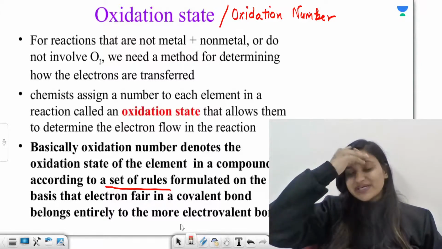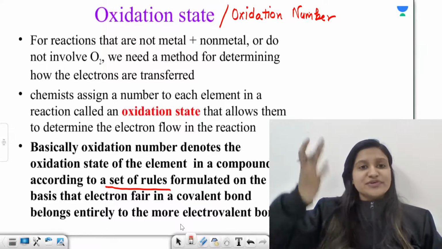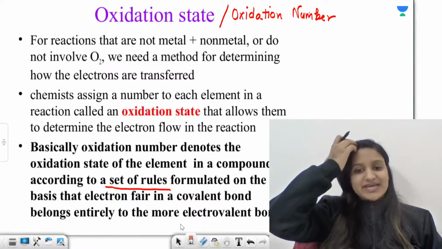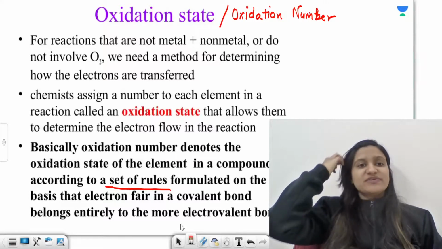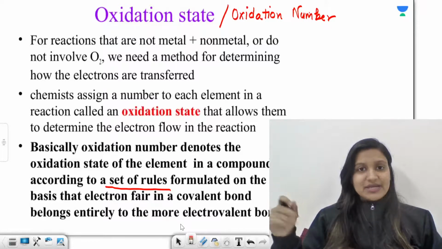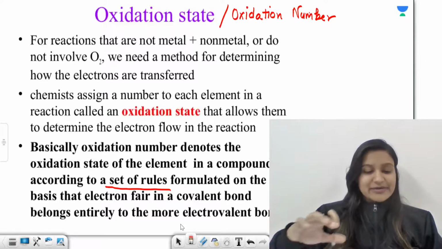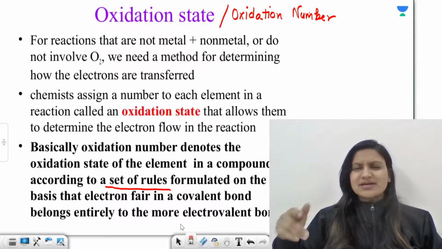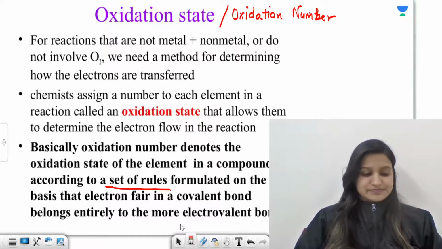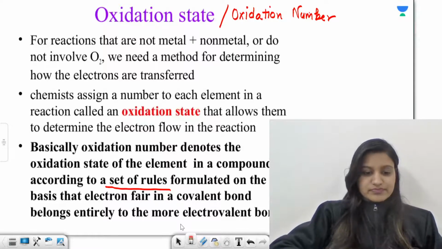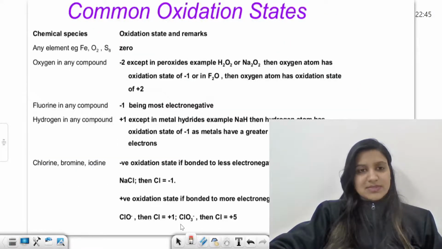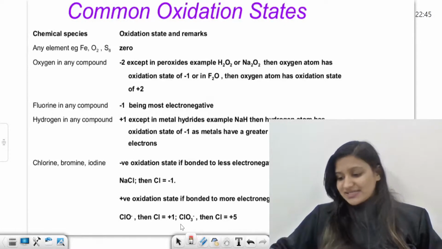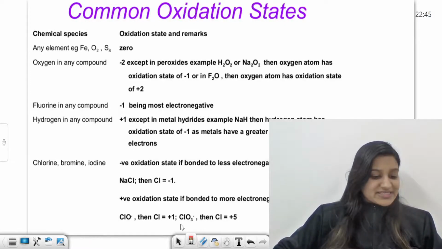And one more thing, don't confuse oxidation state with valency. Don't get confused between the two. Valency is simply the combining capacity, right? So let's get started with some rules. It's going to be fun, an easy topic.